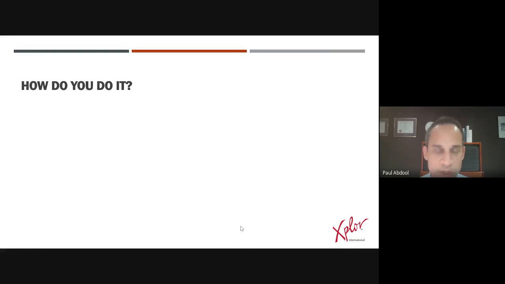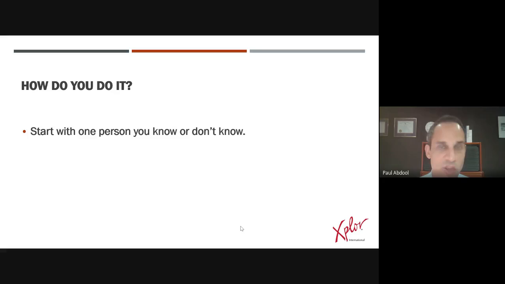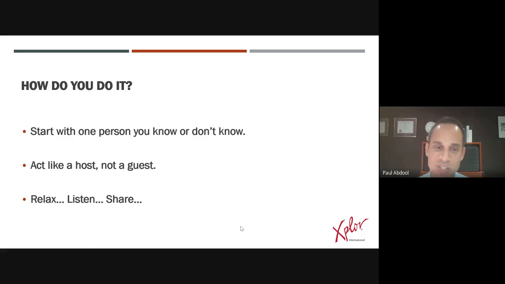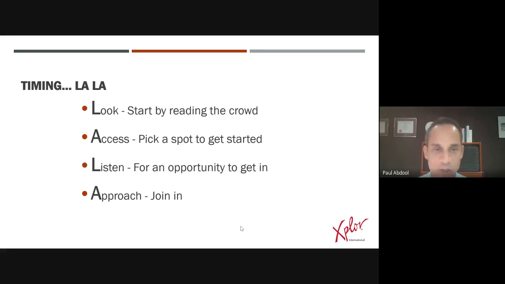So how do you do it? Usually it's nice if you can start with one person you know or one person you don't know, especially if there's just another person standing alone. It's important to act like a host. Skip is the ultimate host at this event. He knows a lot of people. He'll introduce you to people, as will I or Michael, if we ever have that opportunity. But there's always somebody who knows somebody who can help you out. And then I think it's important to relax and listen and share. And I'll talk a little bit more about that.